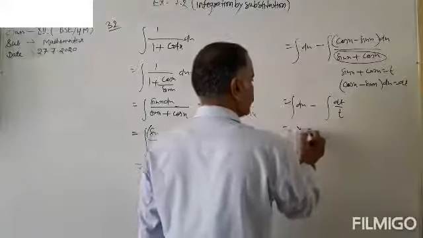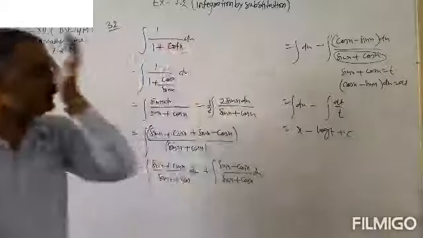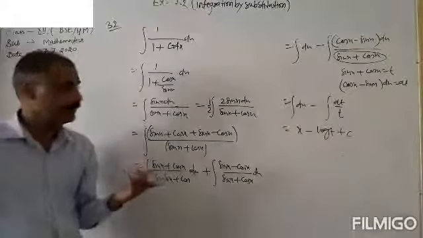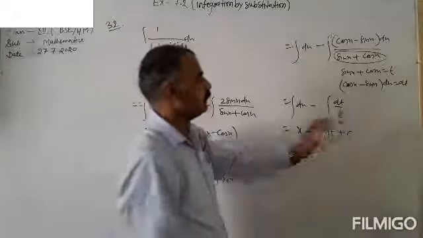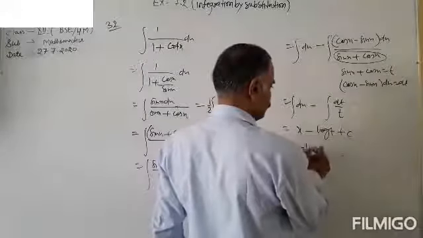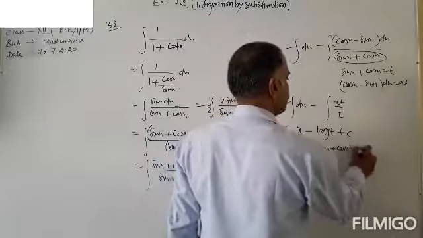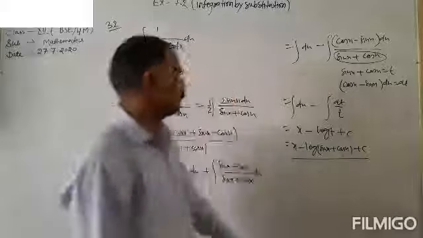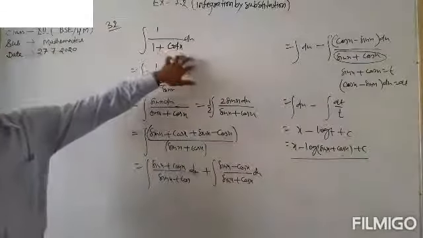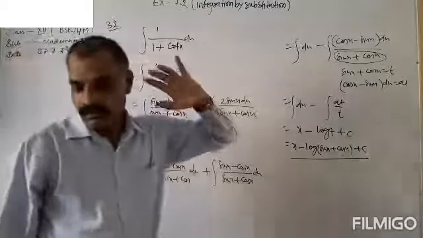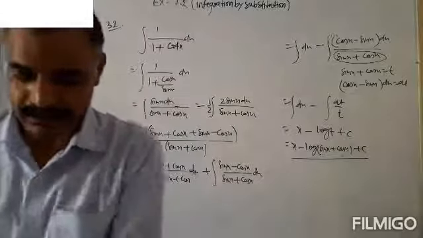So this is x minus log t plus c. After integrating, the integration of dx is x and the integration of 1 upon t dt is log t. Then putting the value of t, we will have x minus log (sin x plus cos x) plus c. So this is the final integration of the given function, that is 1 upon 1 plus cot x. So an important integration for all of you to understand the concept.